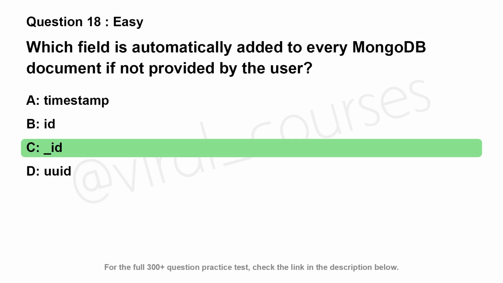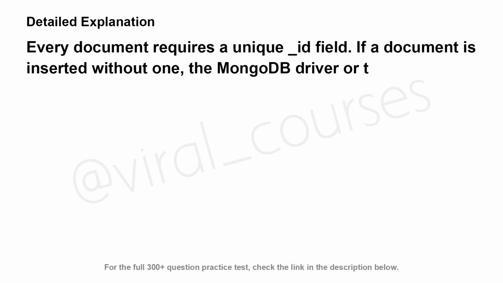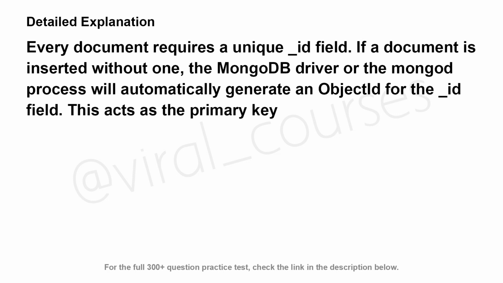The correct answer is C. Every document requires a unique _id field. If a document is inserted without one, the MongoDB driver or the mongod process will automatically generate an ObjectId for the _id field. This acts as the primary key.